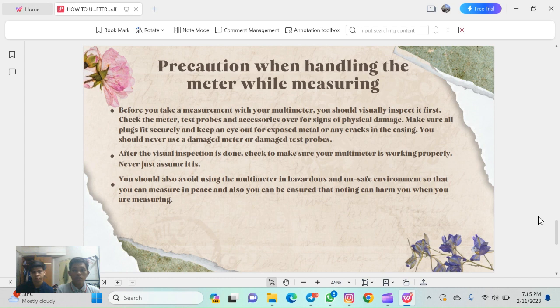After the visual inspection is done, check to make sure your multimeter is working properly and never just assume it is. You should also avoid using the multimeter in hazardous or unsafe environments so that you can measure in peace and also be ensured that nothing can harm you when you are measuring.